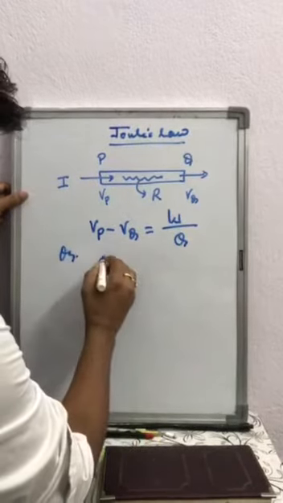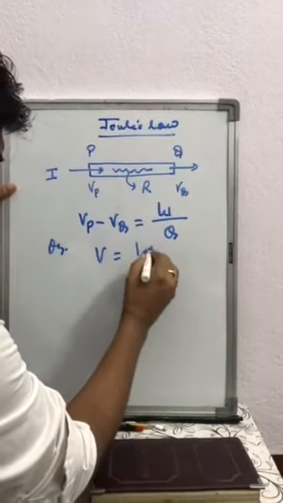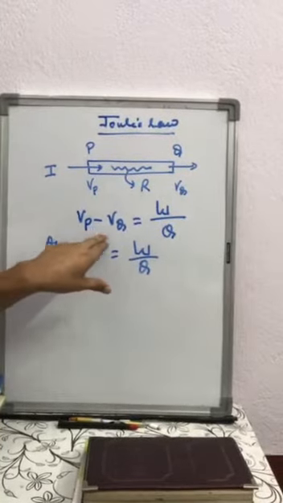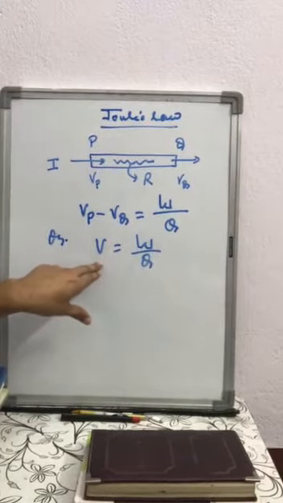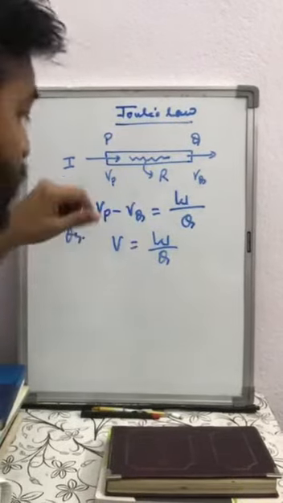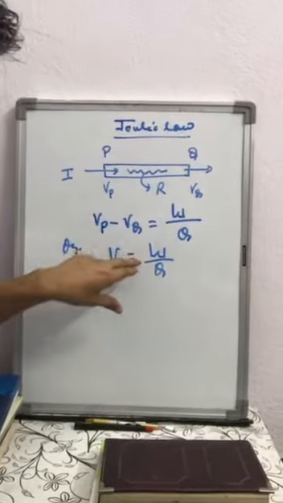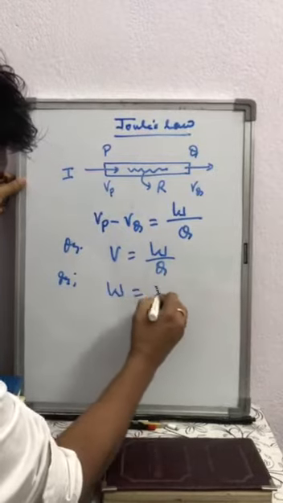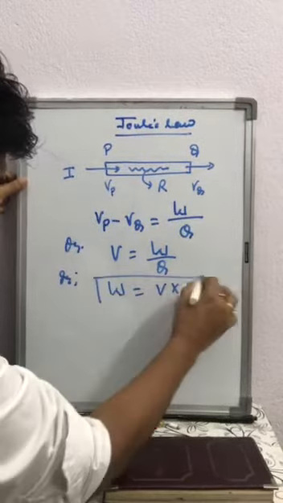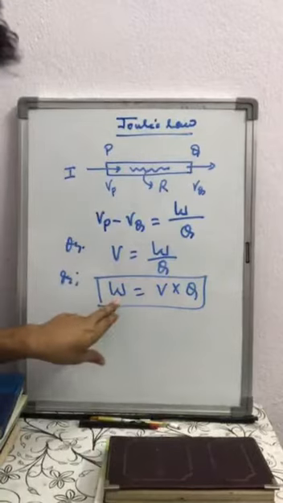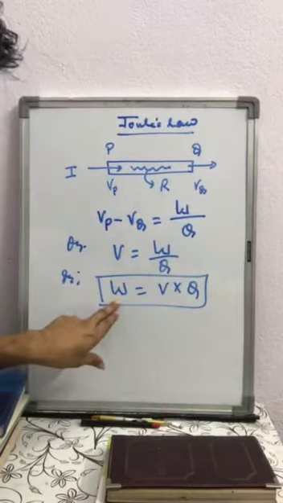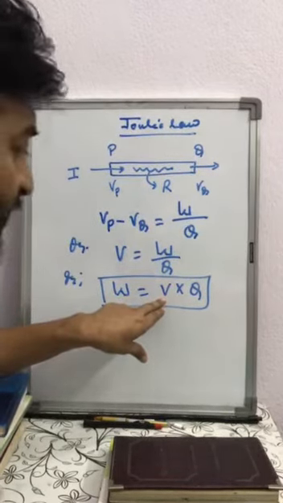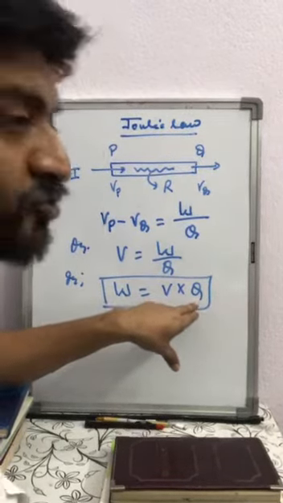Or V is equal to W by Q. If we let Vp minus Vq be equal to V, the potential difference between P and Q, then V is equal to W by Q, or W is equal to V into Q. This is the work done by the electrons, equal to the product of potential difference and the charge.